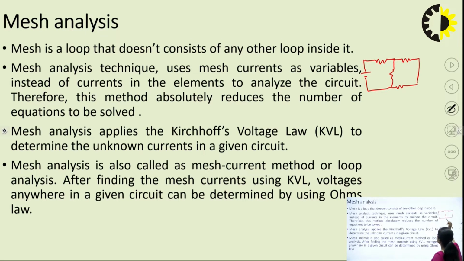Okay, so see, suppose I am giving names to the nodes. Okay, A, B, C, and suppose this is D. Okay, so how many meshes are there? There are two meshes. All meshes are loops, but all loops are not meshes. So here, how many meshes are there? So A, B, D, and A.